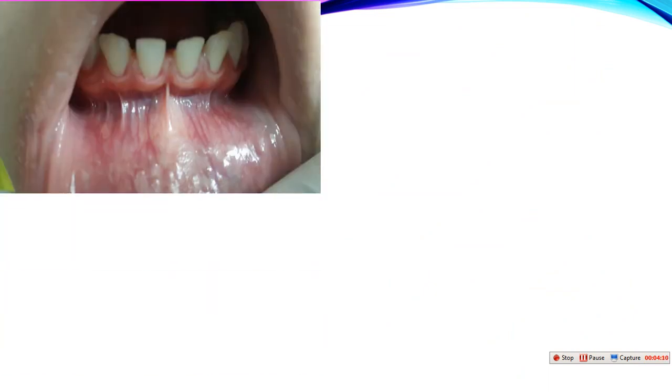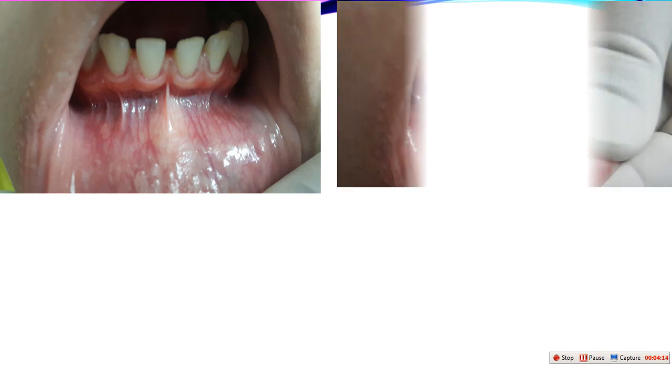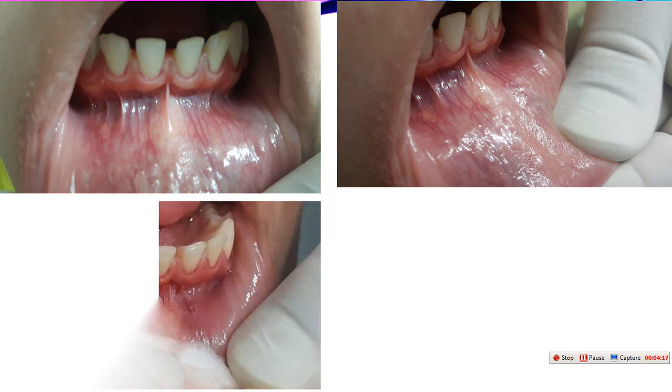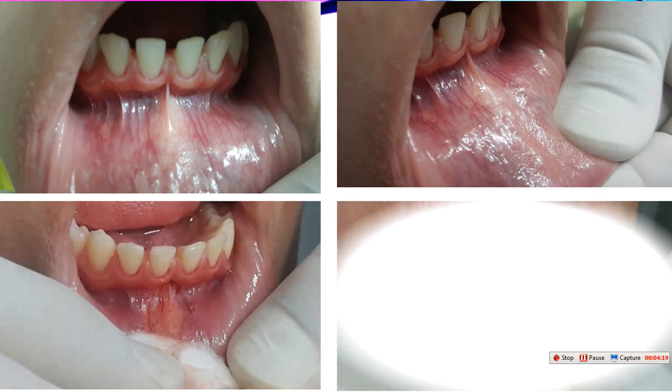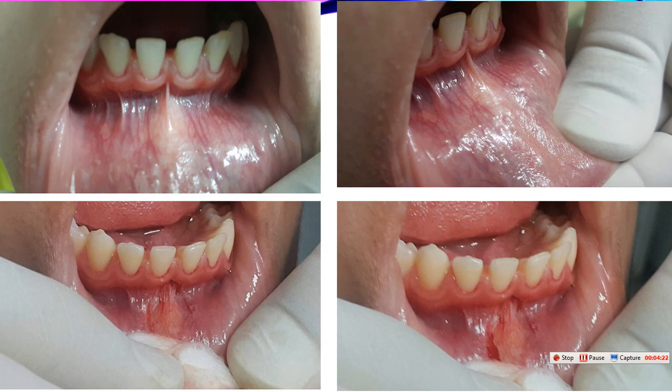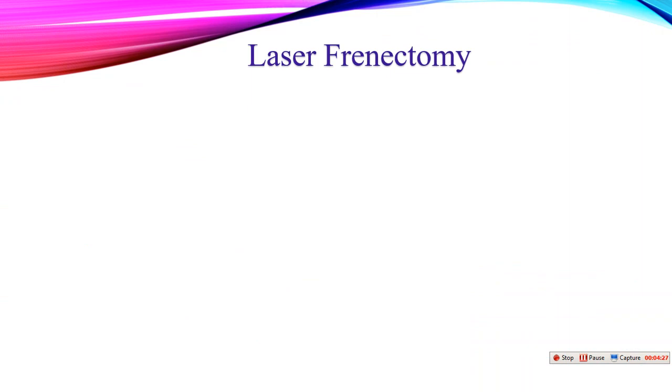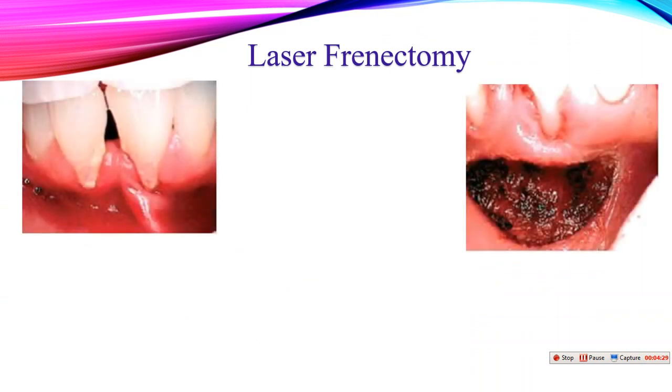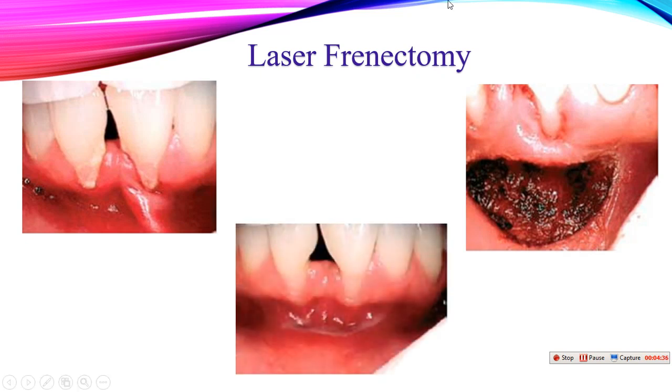Also, this is the labial frenectomy by Dr. Asil Yusuf. More comfortable for the patient. Painless surgical procedure. Dry area. This is frenectomy by diode laser. It provides a more dry field. This is the coagulation. Predictable healing. More comfortable for the patient.